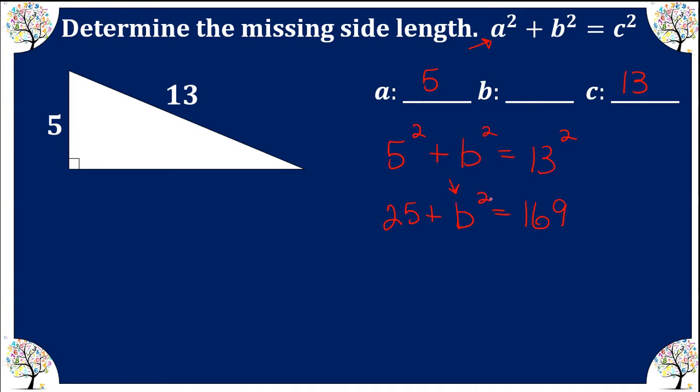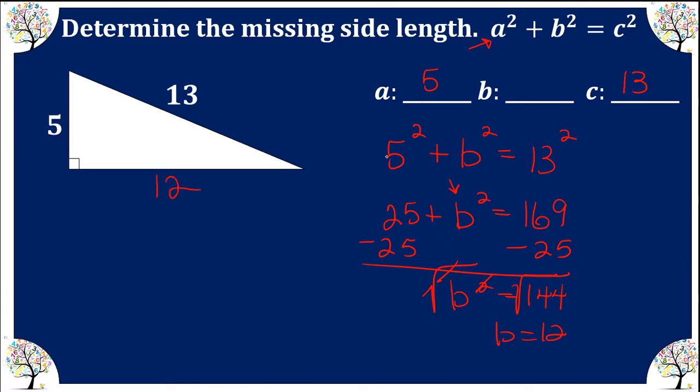Well, we can't just take the square root of B squared yet. We have to subtract this 25 from both sides. Now we can take the square root to undo squaring, and B is 12. So this leg is 12 units long.